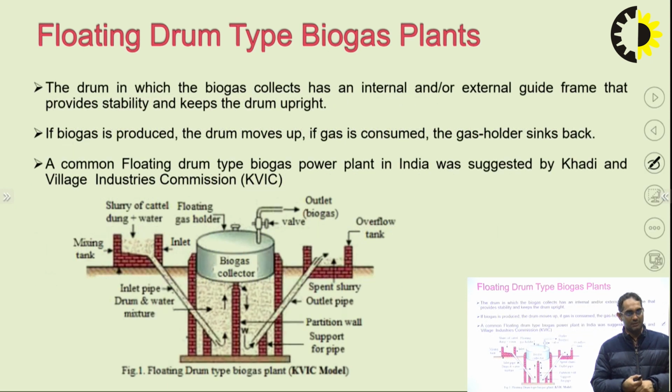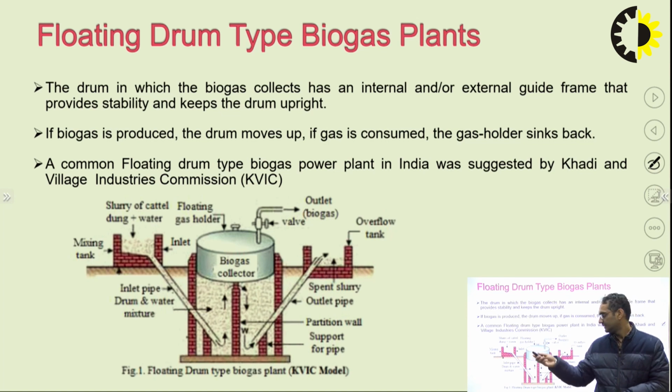The gas drum is prevented from tilting by a guiding frame. The drum in which the biogas collects has an internal or external guide frame, which provides stability and keeps the drum upright. If biogas is produced, the drum moves up. If the gas is consumed, the gas holder sinks back. A common floating drum type biogas plant in India was suggested by the Khadi and Village Industries Commission, KVIC. Okay, so this is the form.